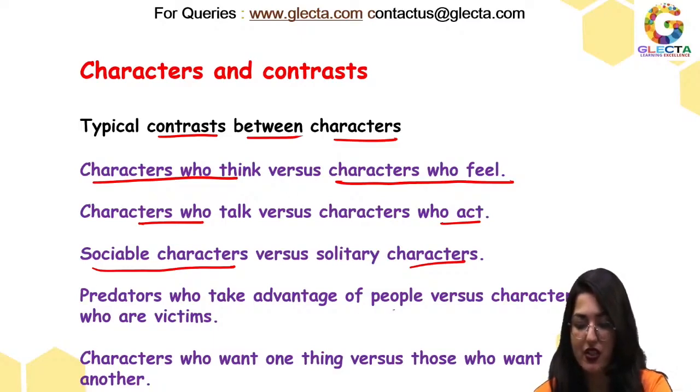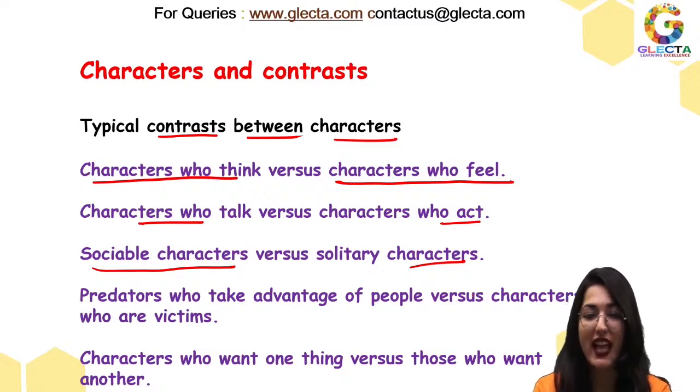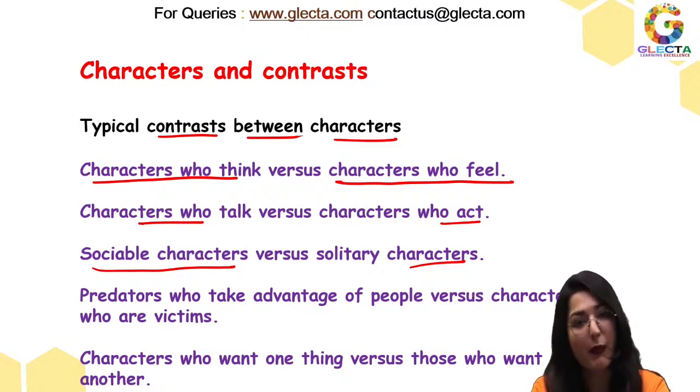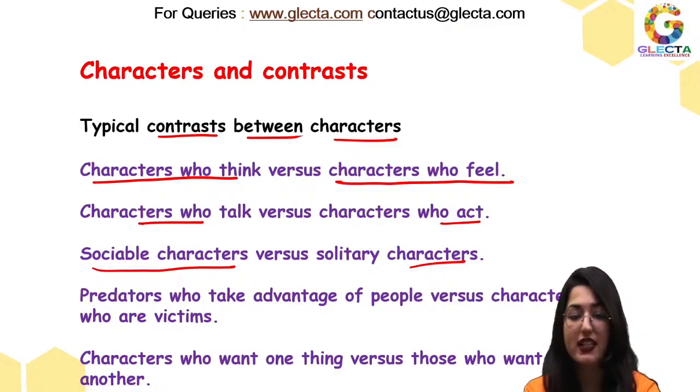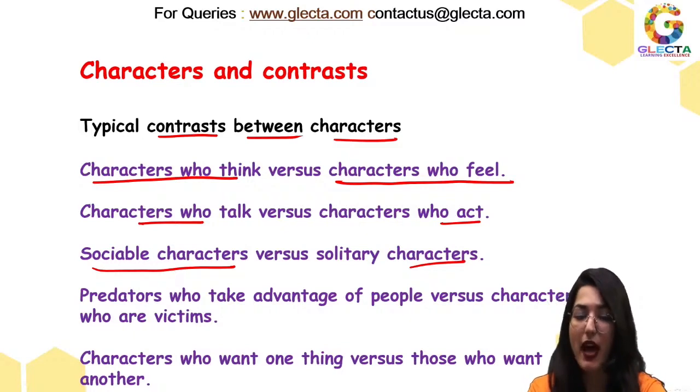Predators who take advantage of people versus characters who are victims, again the villain and the victims. Take Macbeth: he was the villain, though he himself changed. And the victims probably were Banquo, Lady Macduff or Macduff. So these things show who is the victim and who is the villain in the text.